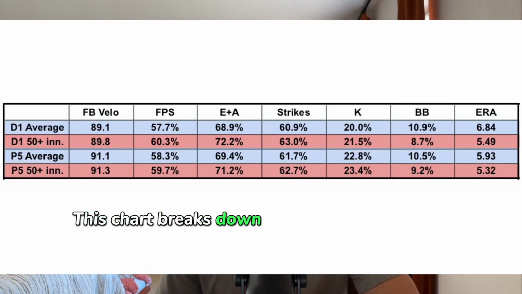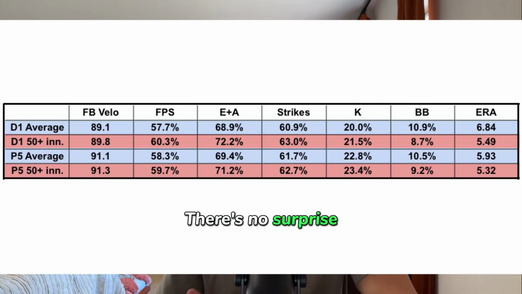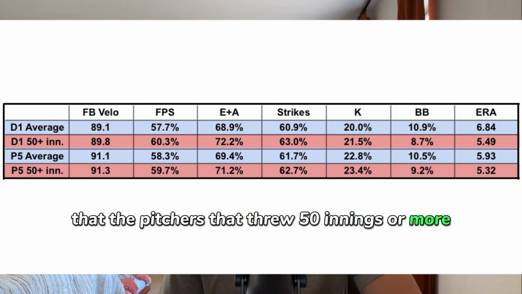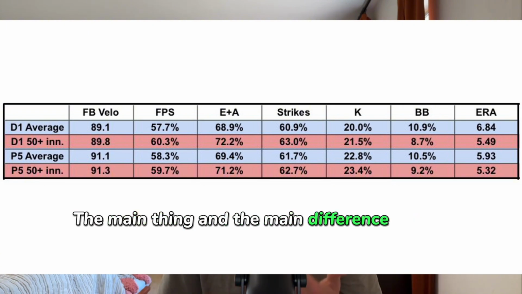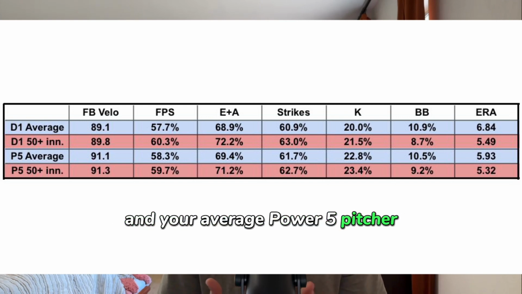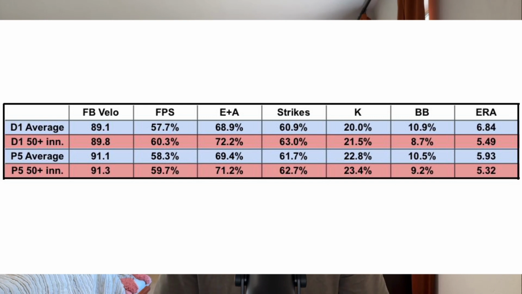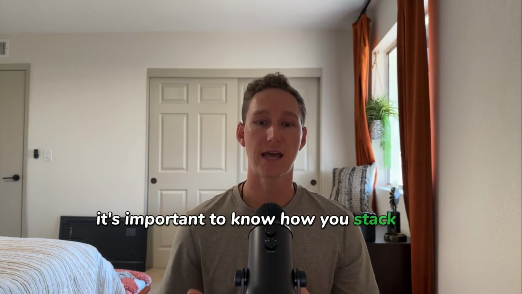This chart breaks down the average D1 pitcher and Power 5 conference pitcher, as well as pitchers that threw 50 innings or more. And there's no surprise that the pitchers that threw 50 innings or more had better stats and velocity. The main difference to look at between your average D1 pitcher and your average Power 5 pitcher is that velocity increase, throwing 91.1 miles an hour at the Power 5 conference level compared to 89.1. While there are always outliers to velocity and stuff, it's important to know how you stack up.